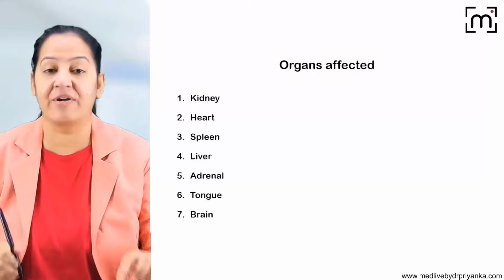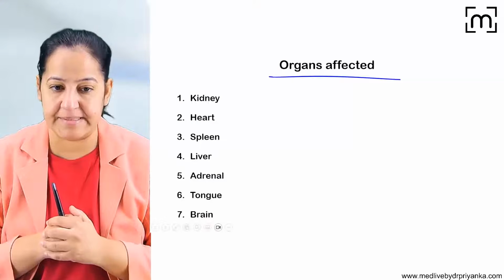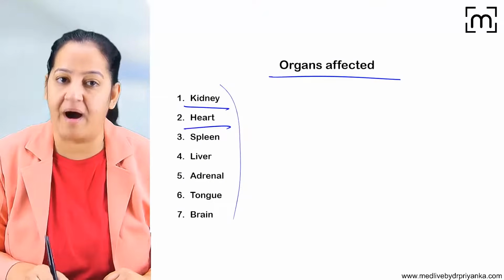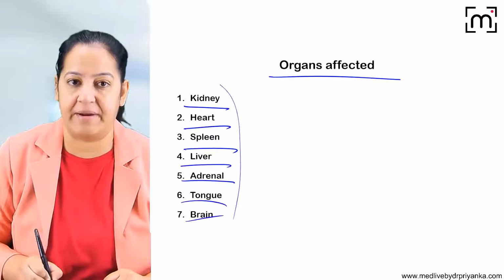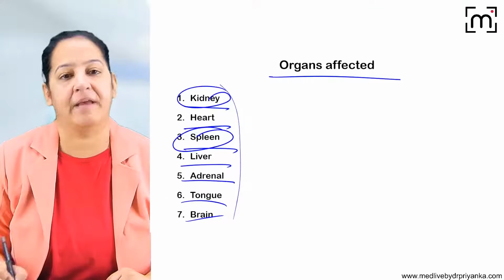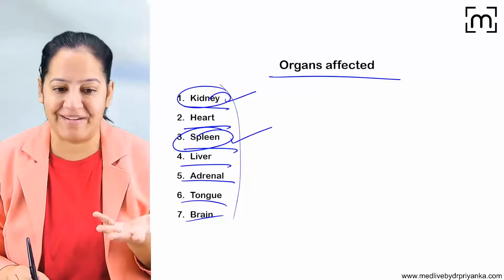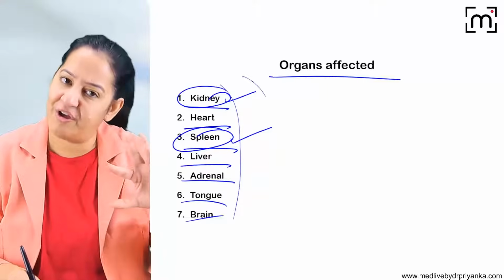Now, the last thing I would like to tell you is the various organs affected in amyloidosis. I will discuss 7 organs here one by one. Let's start with the first organ, kidney, followed by heart, spleen, liver, adrenal, tongue, and brain. You get a separate question on kidney and spleen in your exam on amyloidosis. You get a short question, amyloid kidney or amyloid spleen. And if it is a long question, you have to write all.